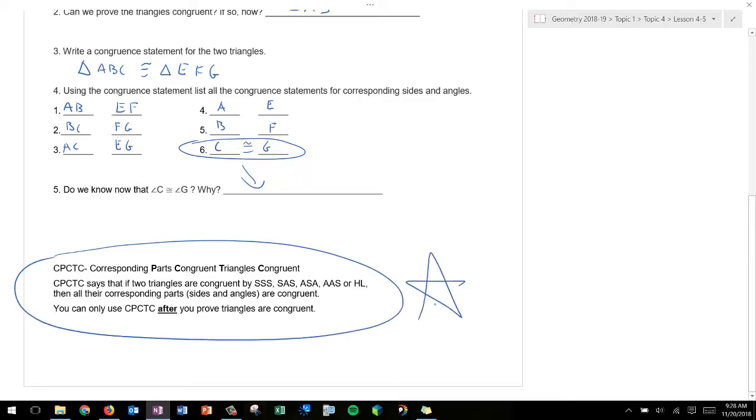Cannot reiterate this enough. You can only use CPCTC at the very end. So if you're doing a proof, CPCTC can only be the final reason. There's no other place for us to put CPCTC. I don't know if I can say it any more forcefully or any different than you can only use it at the very end.